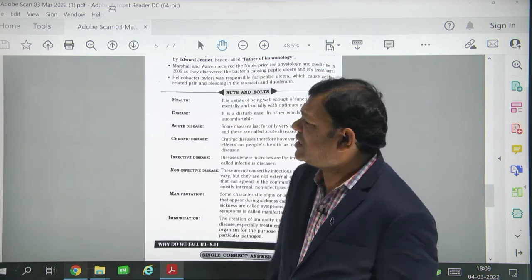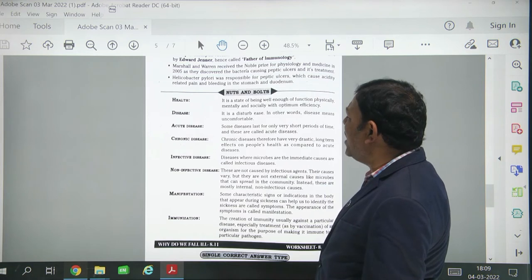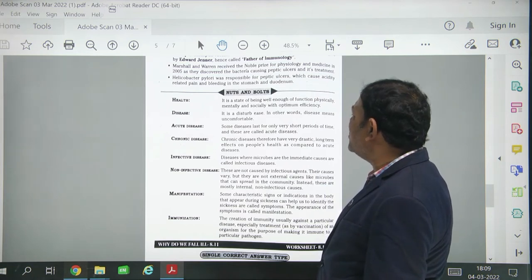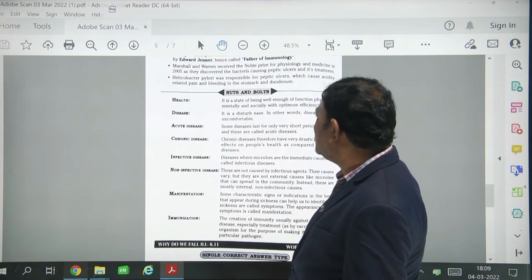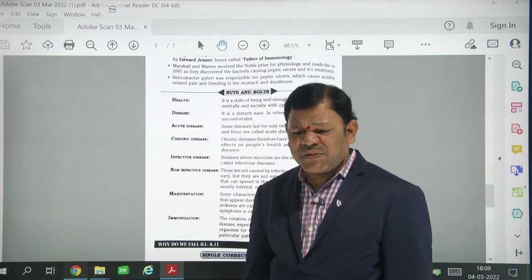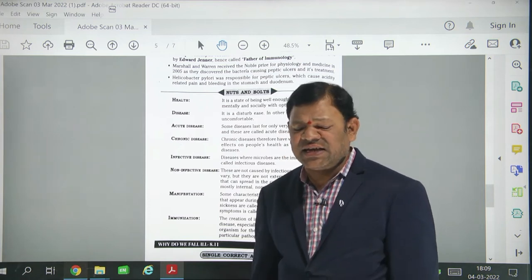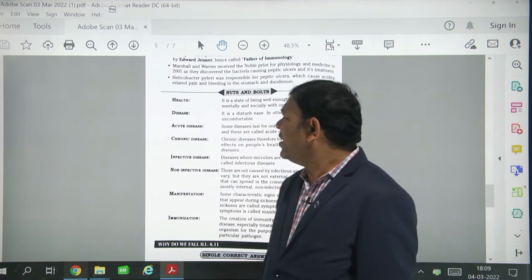What is the definition of health? Health is a state of being well enough, functioning physically, mentally, socially with optimum efficiency. Optimum efficiency is called health.